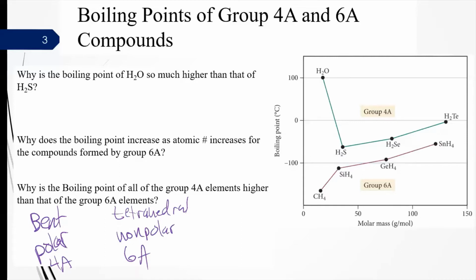And so when we compare why group 4A has a higher boiling point than group 6A, it comes down to the fact that group 4A, all of their structures are polar, and so they all have dipole-dipole forces.